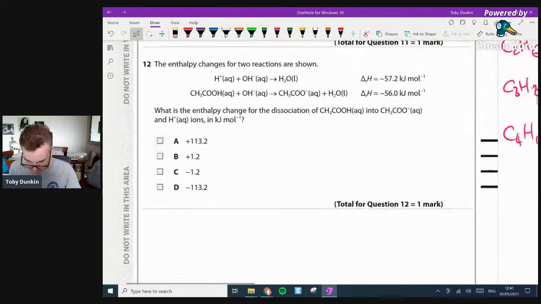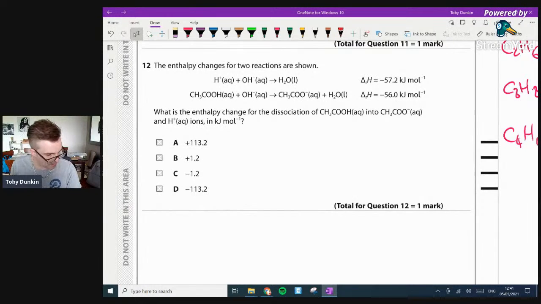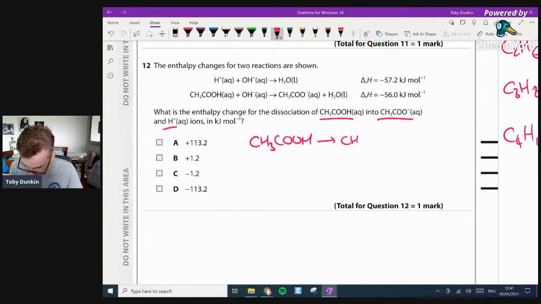Right. Hess cycles. I don't like Hess cycles. I despise them. I do everything I can to avoid them. What is the enthalpy change for the dissociation of ethanoic acid to that and H+? Write the equation. CH3COOH dissociates into CH3COO- plus H+. That's what I'm trying to work out.